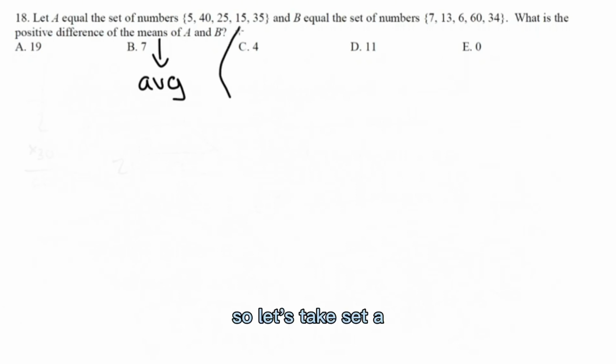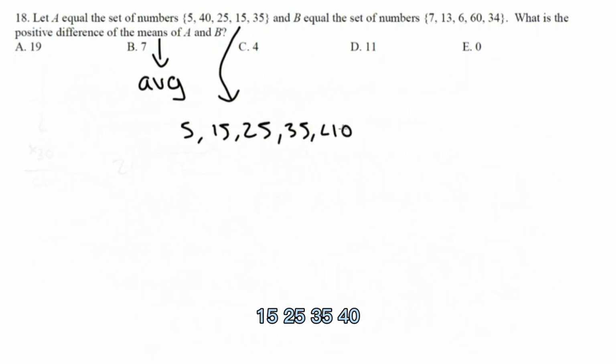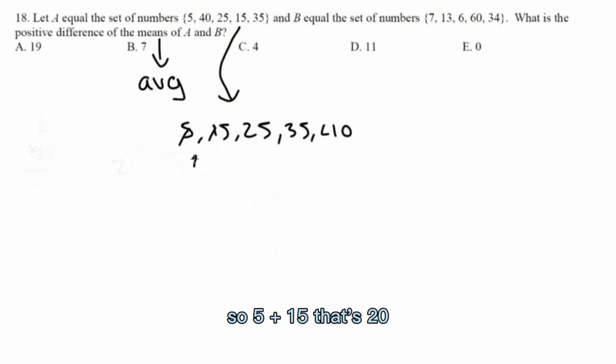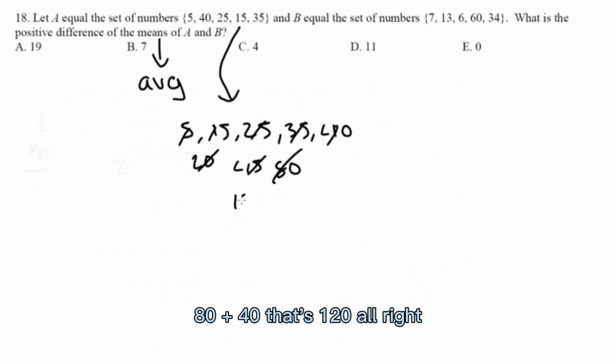So let's take set A, for example. So let's write this in order. 5, 15, 25, 35, 40. So first let's add all of them to see what the total is. So 5 plus 15, that's 20. 20 plus 25, that's 45. 45 plus 35, that's 80. 80 plus 40, that's 120.